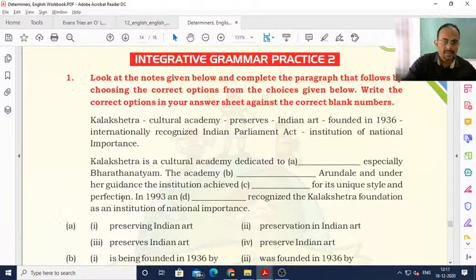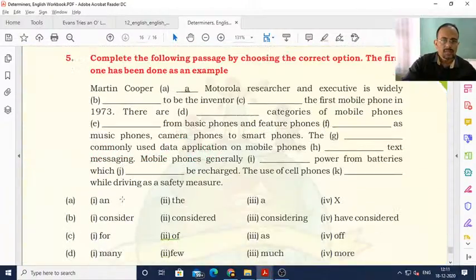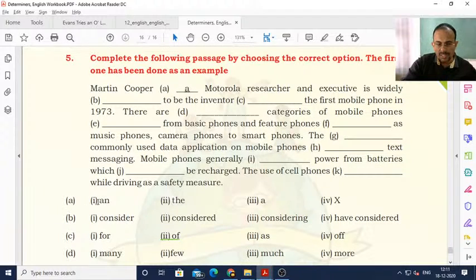Now let us do some exercise. For example, I show you here one exercise. Martin Cooper, a Motorola researcher and executive, is widely dash to be the inventor. So you see the options here: 1, 2, 3, 4. Which one do you think is the correct answer? Martin Cooper, a Motorola researcher and executive, is widely dash to be the inventor.